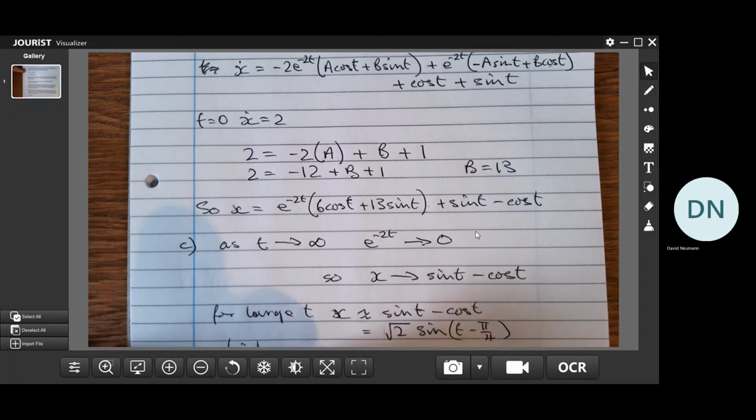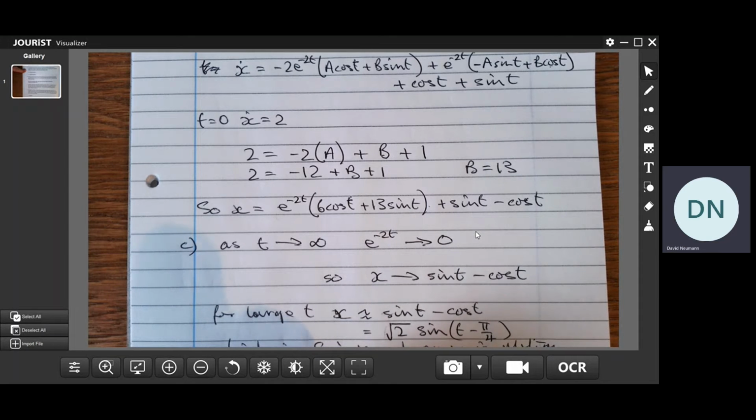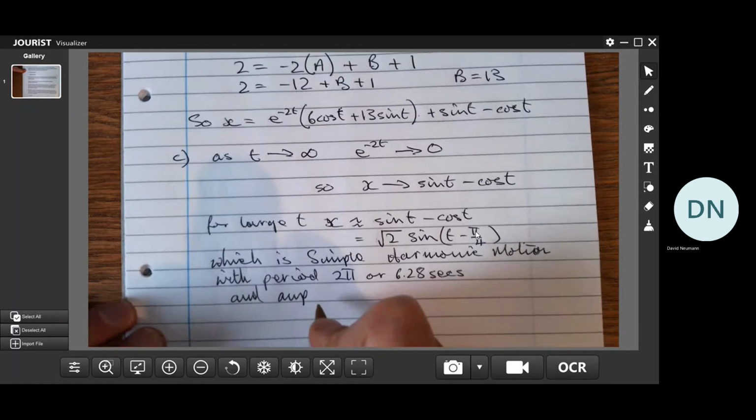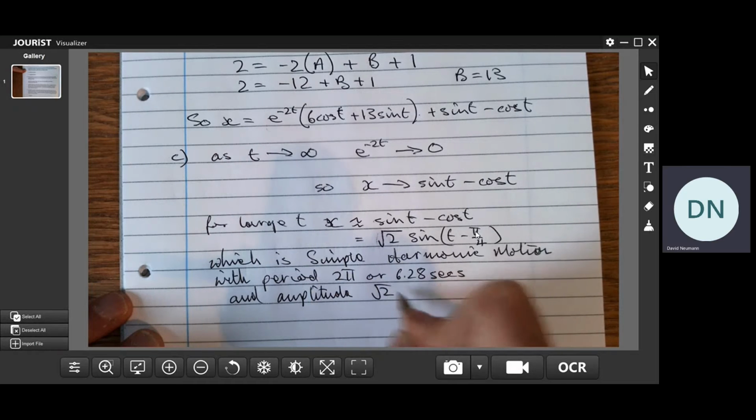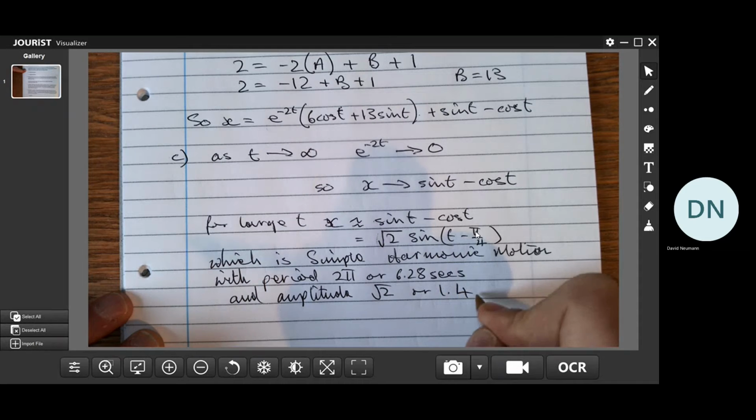Which is simple harmonic motion with period 2 pi or 6.28 seconds and amplitude root 2 or 1.4 meters.